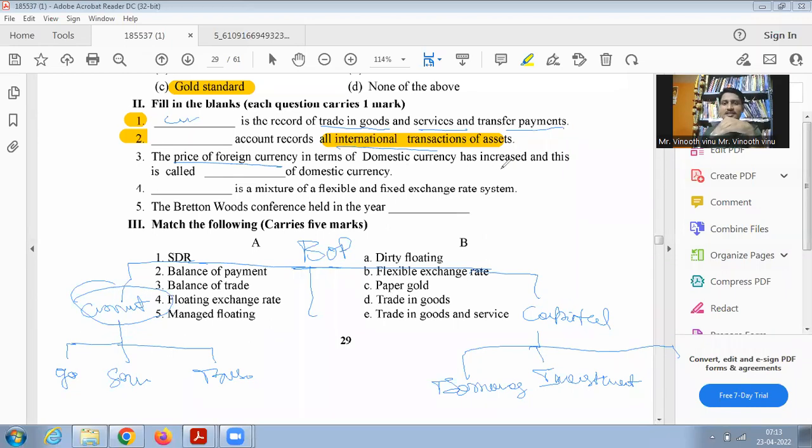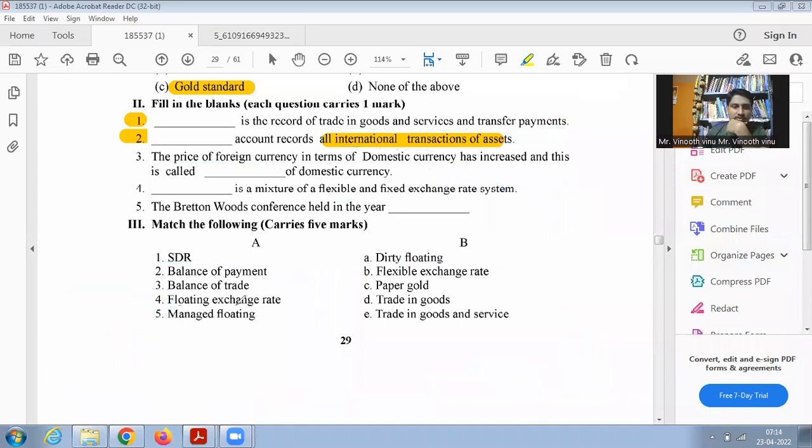Coming to the price of foreign currency in terms of domestic currency, if it has increased, this is called depreciation of domestic currency. Foreign currency price rises, domestic currency value falls. So depreciation. Dash is a mixture of flexible and fixed exchange rate system. I already told you, that is managed floating. Not floating exchange rate. Dirty floating. Managed floating. It is dirty floating. This is the answer.